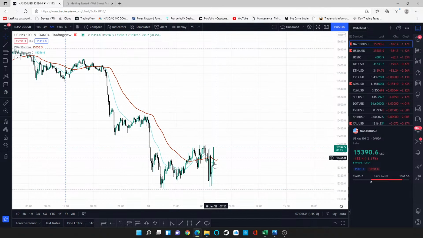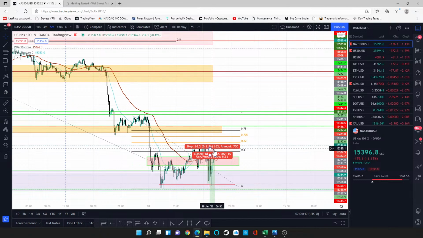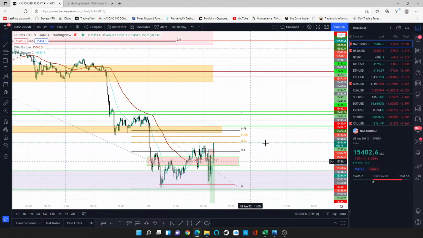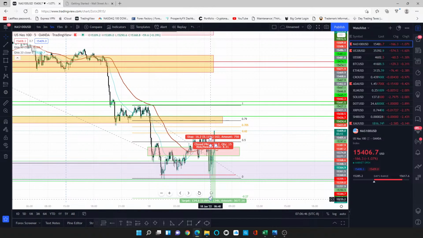And good thing this is why we move our stops to break even right here, right? You always want to do that essentially because you don't want to see your profits go into.